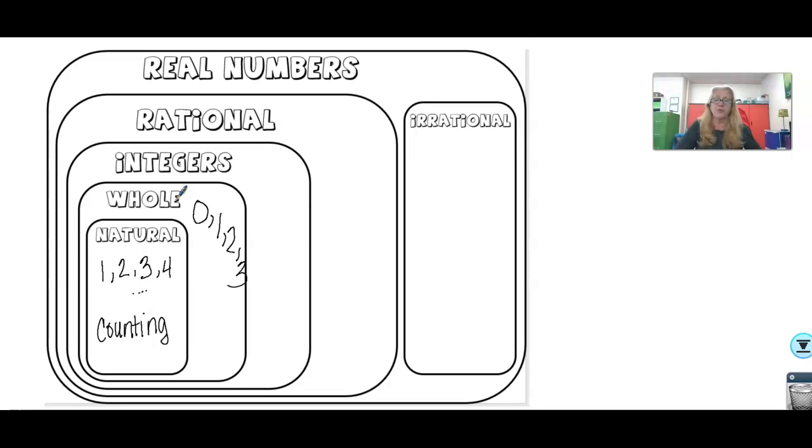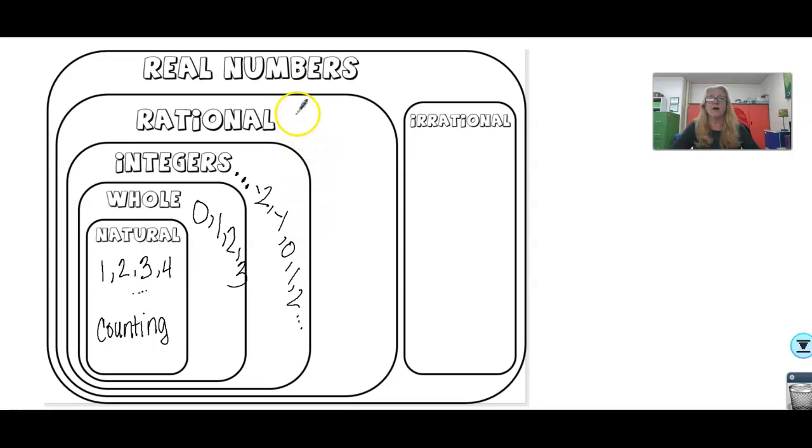Then about 4th grade, we learned that there were negative numbers. Integers are all of the whole numbers and their opposites. So we're talking about -2, -1, 0, 1, 2, and so on. What's not included in integers? What's not included is fractions and decimals. It's all the positive numbers, 0, and all the negative whole numbers, but no fractions and no decimals.